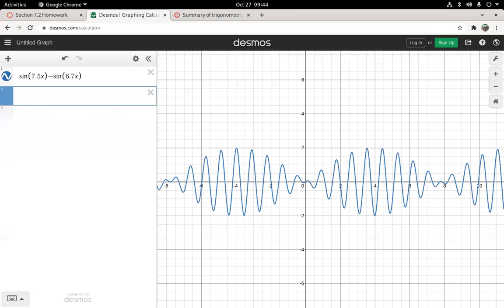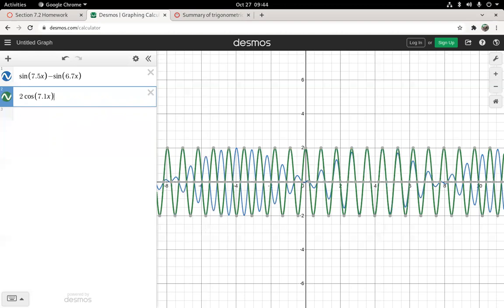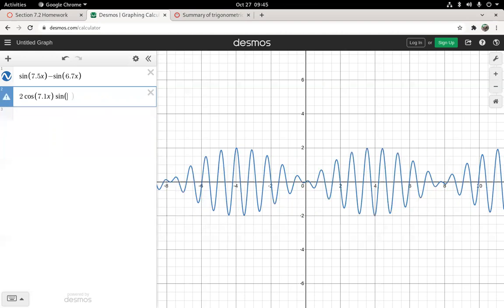And we said that could be rewritten as twice the cosine of 7.1x, which is that rapidly oscillating one. Oh, that's interesting. Check it out. They have the same zeros. Look at that. Okay. Times the sine of, was it 0.4, I believe, x. Yeah, it sits right on top there. Well, check this out.